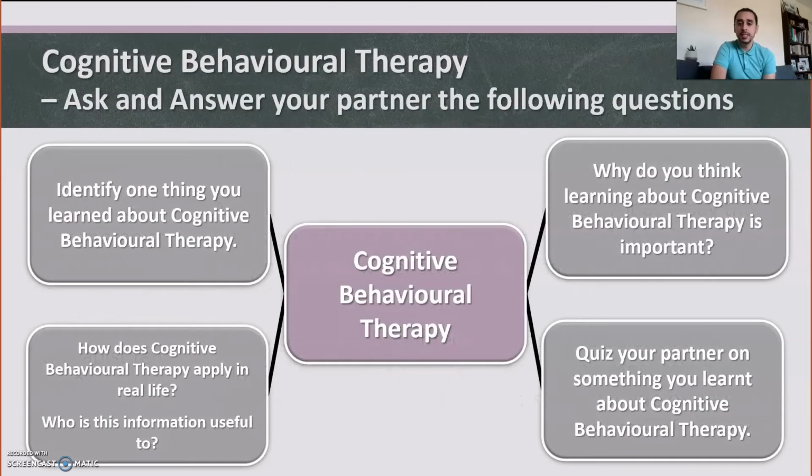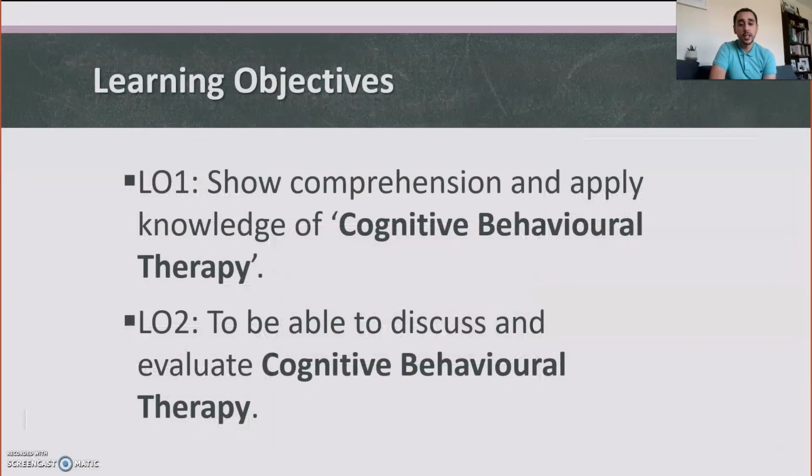So, CBT, okay? Cognitive behavioural therapy. Identify one thing you learned about CBT. Why do you think learning about it is important? How does it apply in real life? Who is this information useful to? What questions has this raised for you? And that's learning objective 1 done. Show comprehension and apply knowledge of CBT therapy. Let's move on to the next one.